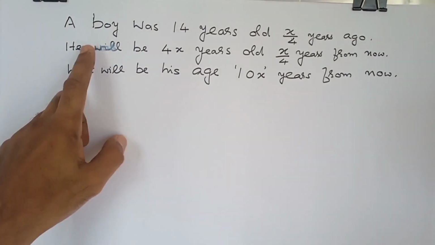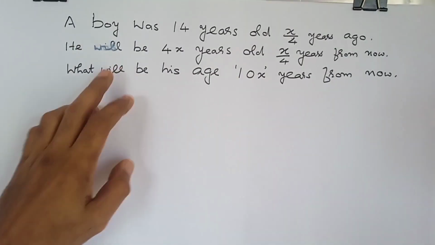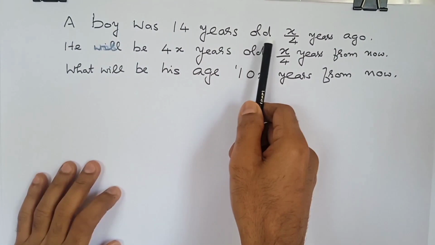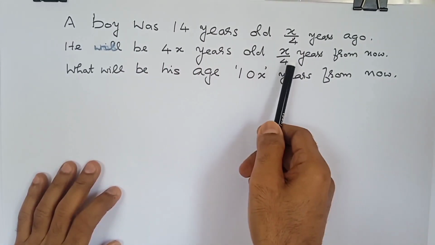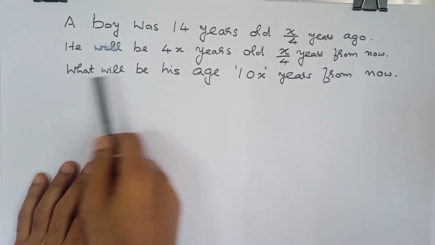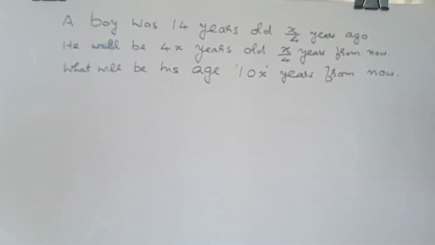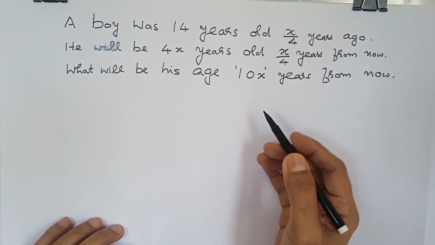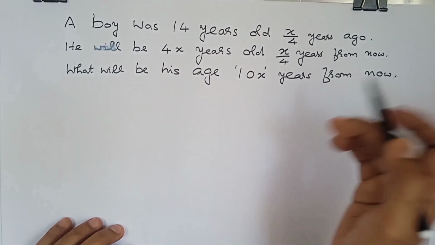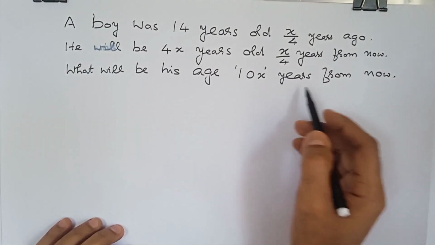Let's go. Here is a problem from simple equations. A boy was 14 years old, x by 4 years ago. He will be 4x years old, x by 4 years from now. What will be his age 10x years from now? The question is about finding someone's age at a certain point in the future.